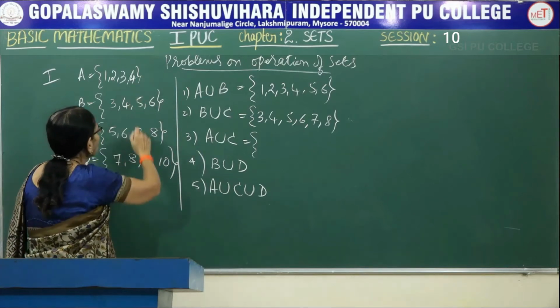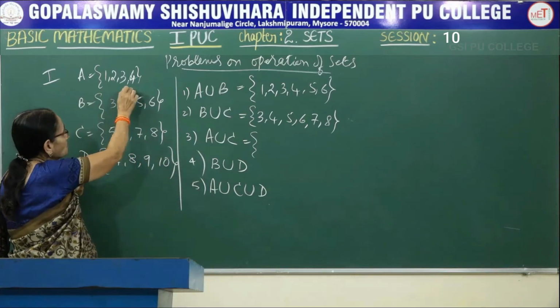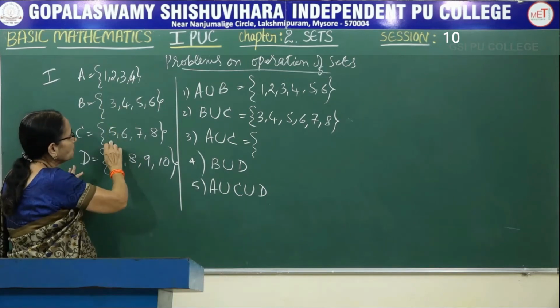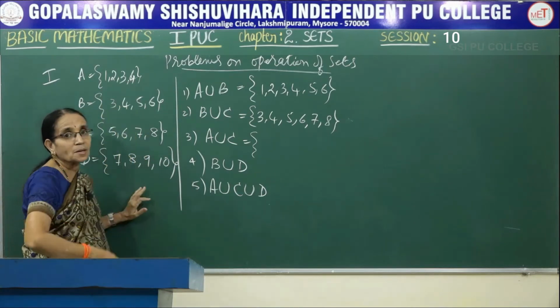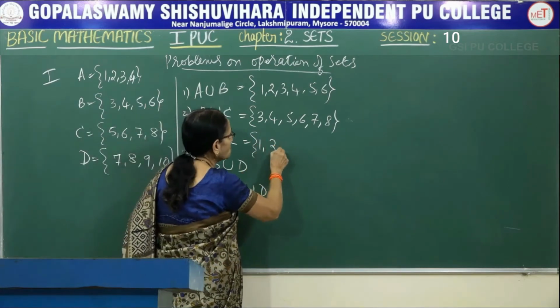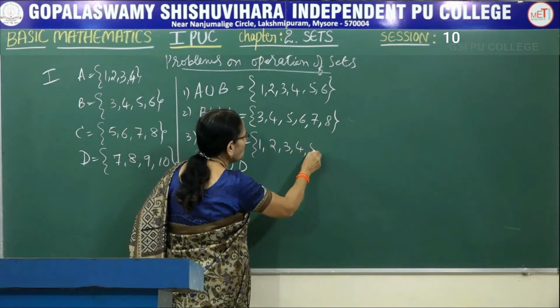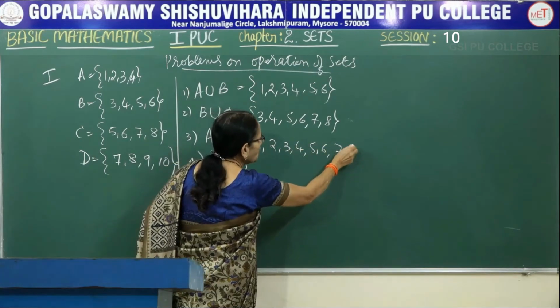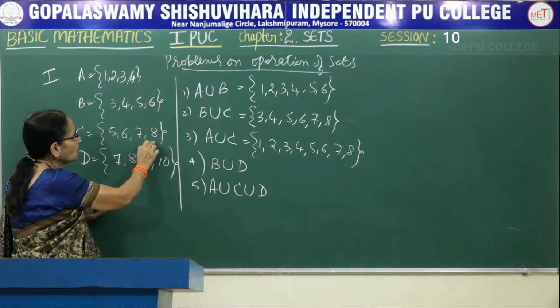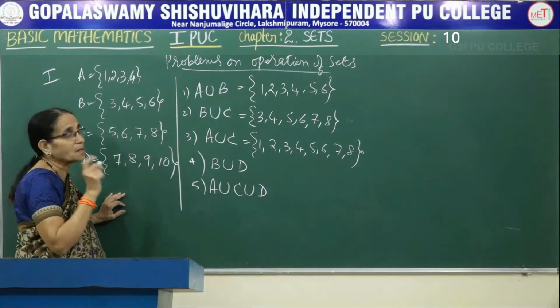Now, A union C, be careful. A is the first set, C is the third set. 1, 2, 3, 4 and 5, 6, 7, 8. No element is repeated. We don't have any common element. So, write all the elements: 1, 2, 3, 4, 5, 6, 7, 8. So, totally there would be 8 elements.